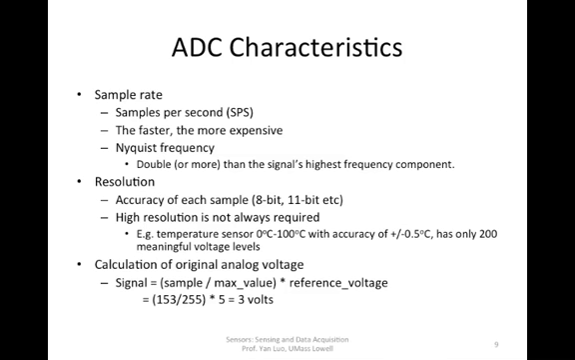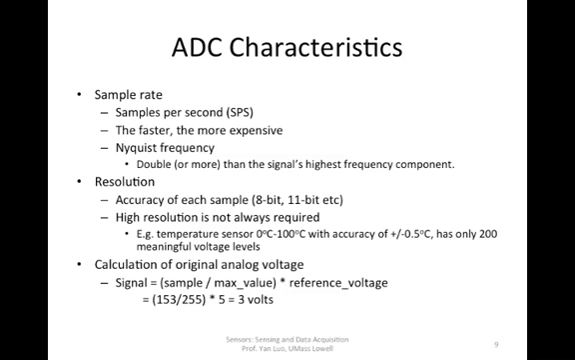Nyquist frequency, the idea is that you have to have at least double the sampling frequency than the actual signal frequency in order to have a meaningful result. If your signal is fluctuating at 10 kHz, for the sampling rate, you want to have at least 20 kHz in order to get a meaningful value from the signal.